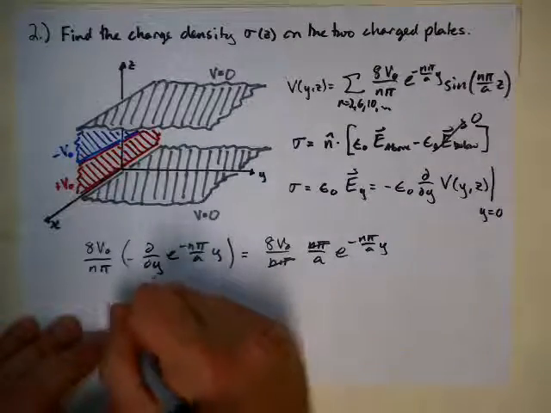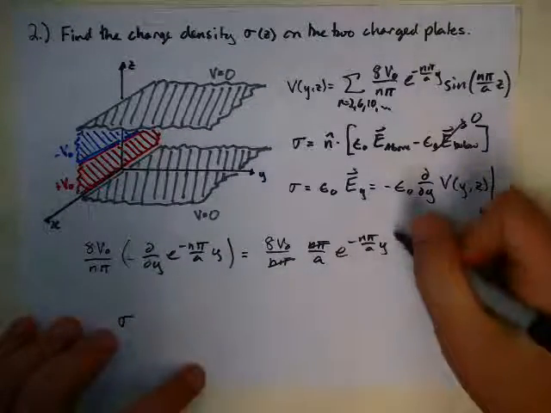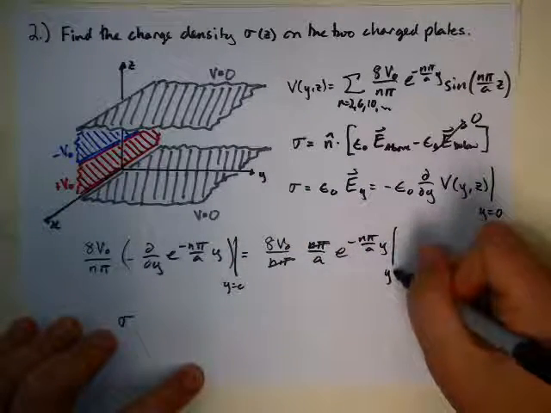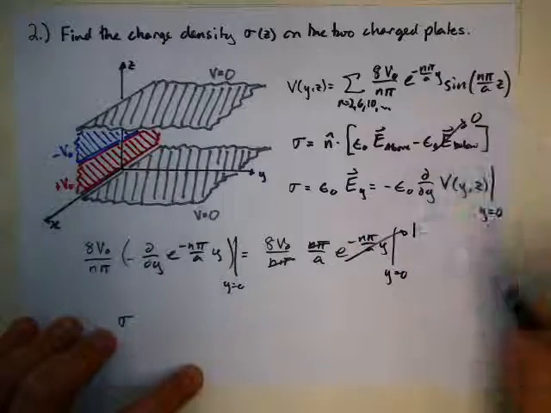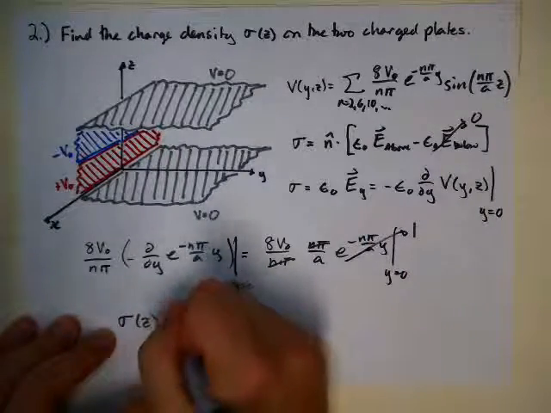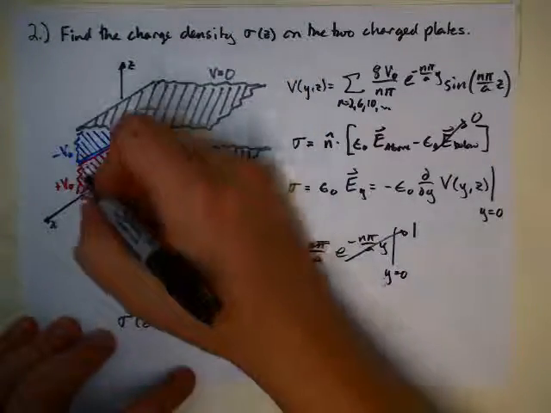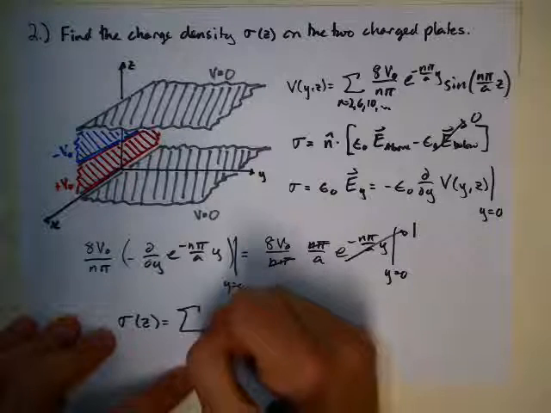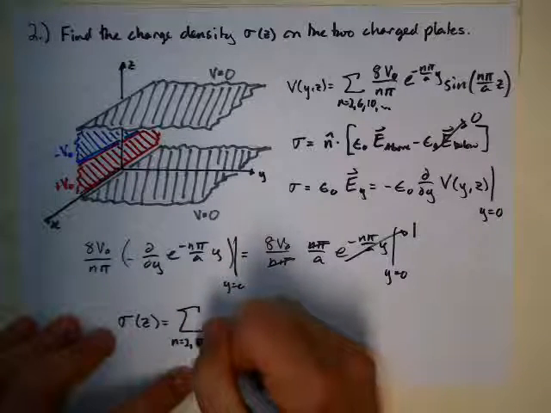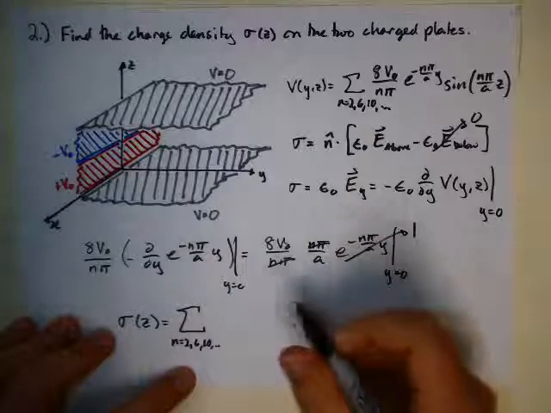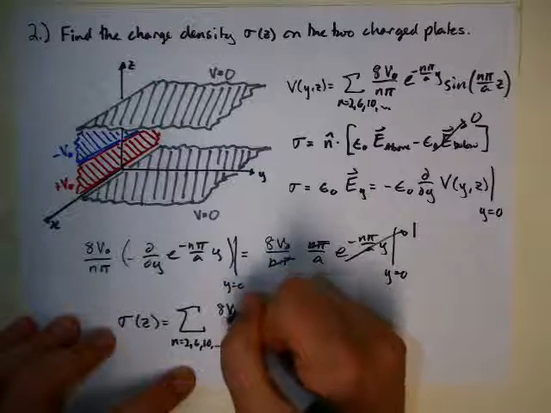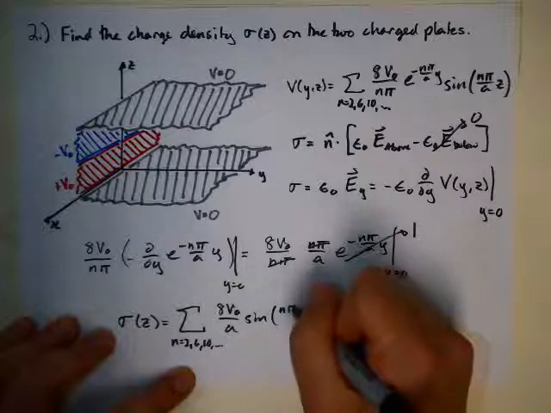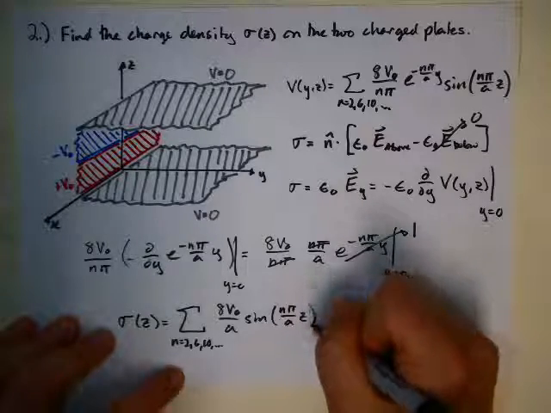And the last thing we're going to look at is that this is evaluated at y equals 0, where the exponential is itself 1. So sigma as a function of z between these two plates, on the surface of these two conductors, can be given by the expression: sum over n equals 2, 6, 10, and so on, of 8 V naught over a times the sine of n pi over a times z.